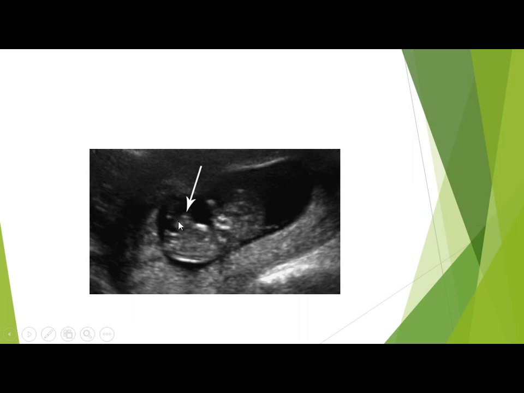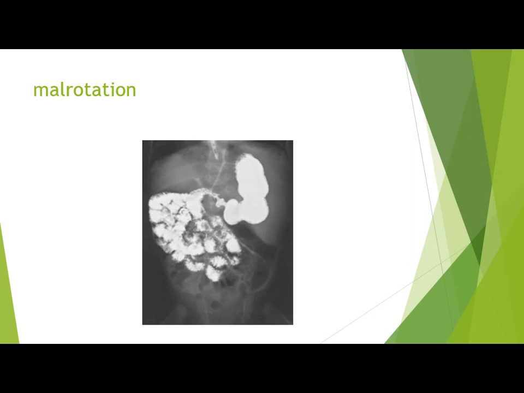At what gestational age do you see that? Until the 10th week, from 5 to 10 weeks of gestation. This is normal. In this case of malrotation, the small intestine is located to the right and the colon to the left.